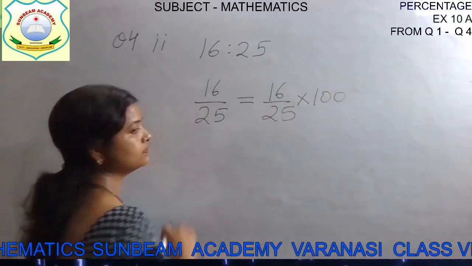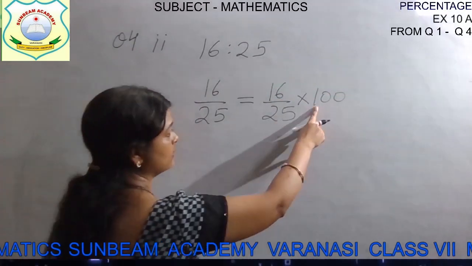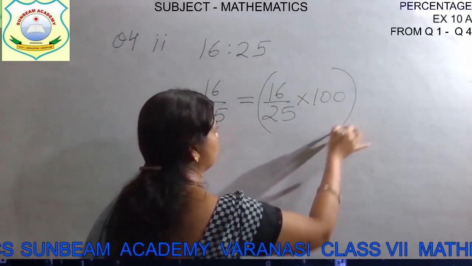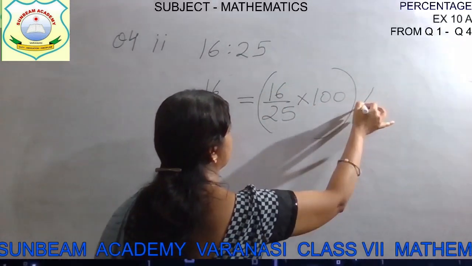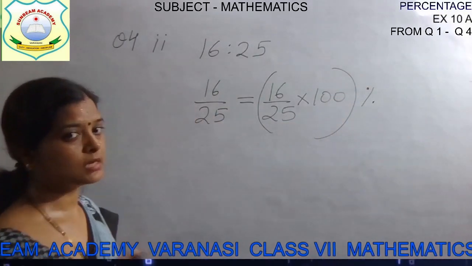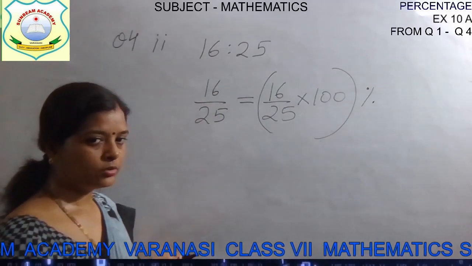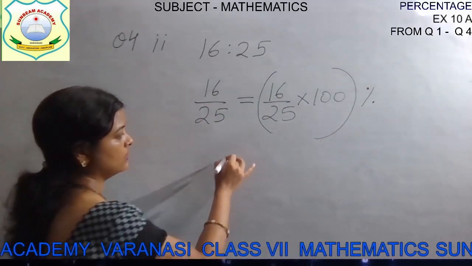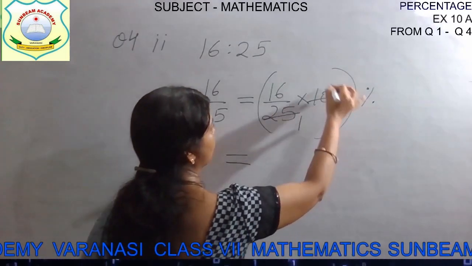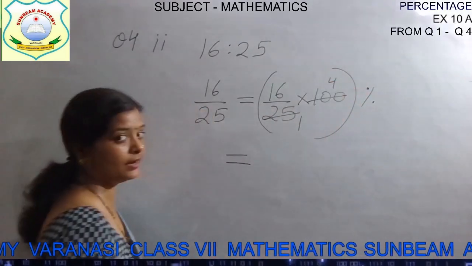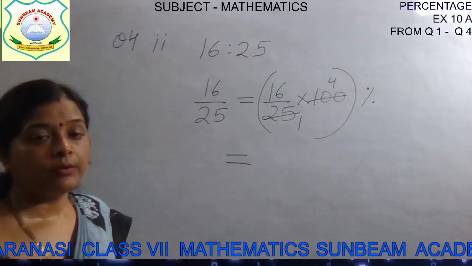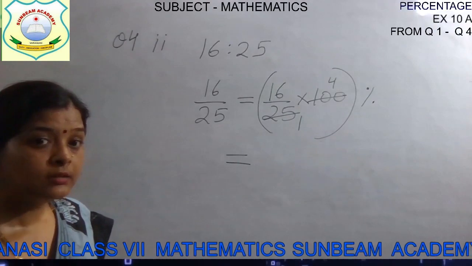Are they the same? No. You have multiplied 100 extra here. So to deal with this, you have to put the percentage sign. Percentage means out of 100. Now your question is balanced. Is equal to, now solve this, children. 25 ones are 25 and 25 fours are 100. Now next one is 16 fours are 64.